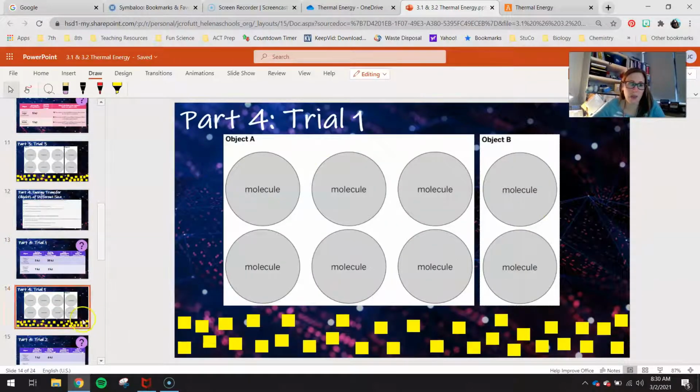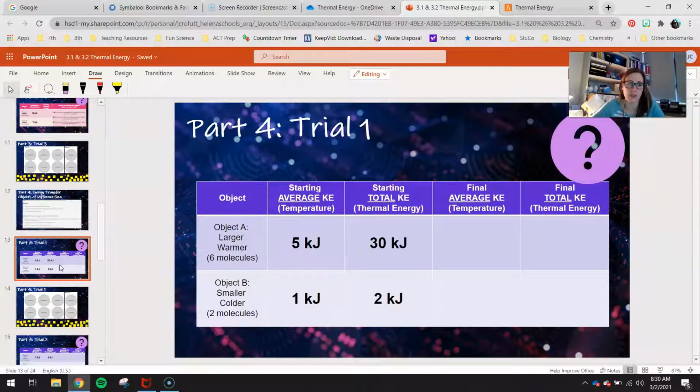Imagine they're pushed together, and then go ahead and move those around so you guys can see what happens to your transfer of energy. So after you've transferred and they're all evenly distributed, how many of those little yellow cubes does each molecule have in object A and object B? So count just 1 molecule, how many yellow cubes are there. That's going to be your guys' final average kinetic energy.